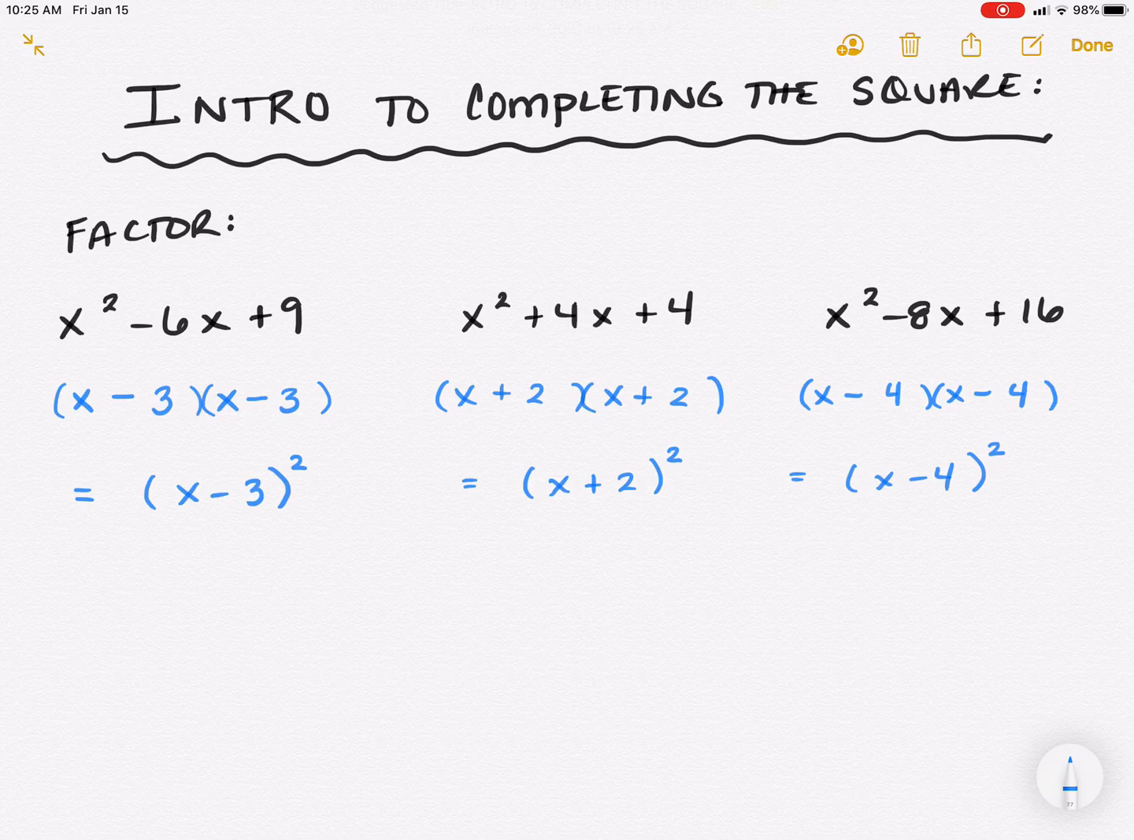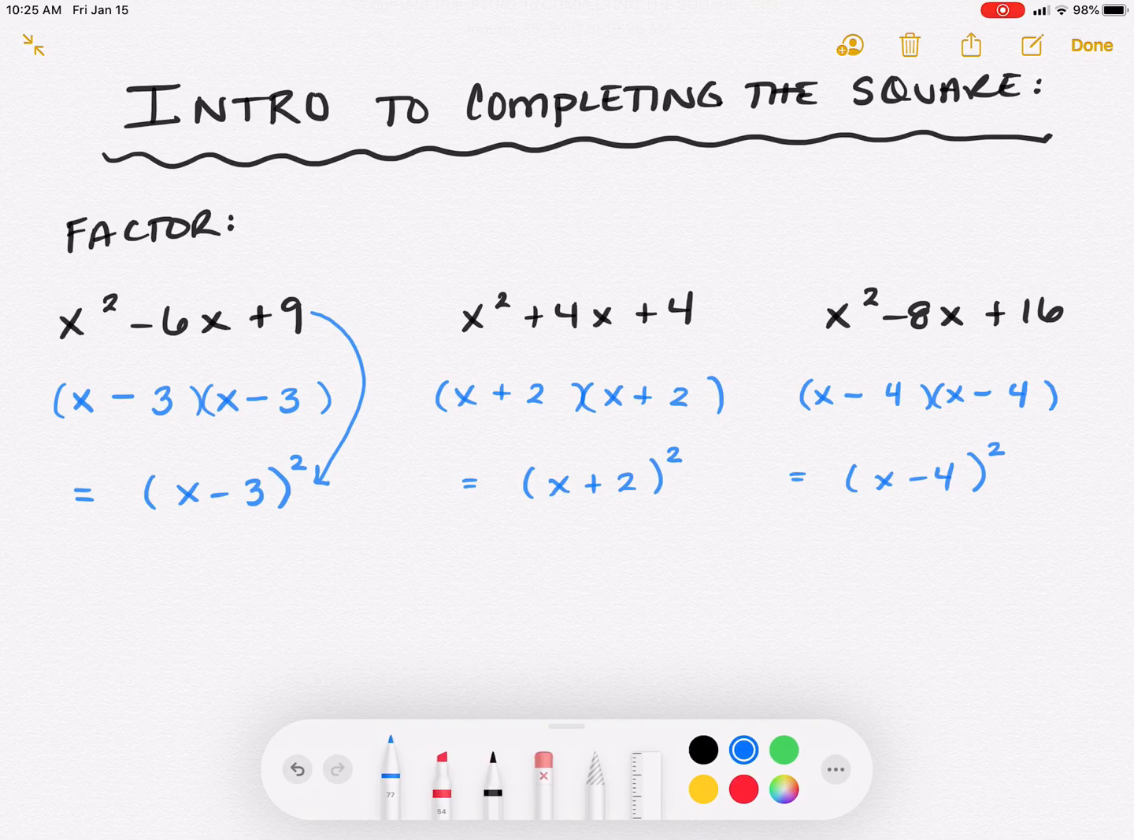Okay, so what I really want to do is notice patterns, because within the next couple minutes, I want to be able to factor these and go straight from the original problem to the parentheses squared and not have to do the splitting into 2 parentheses, right? So we want to find shortcuts, is basically what I'm saying.